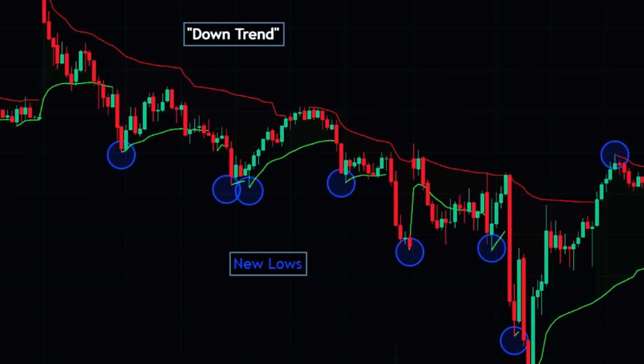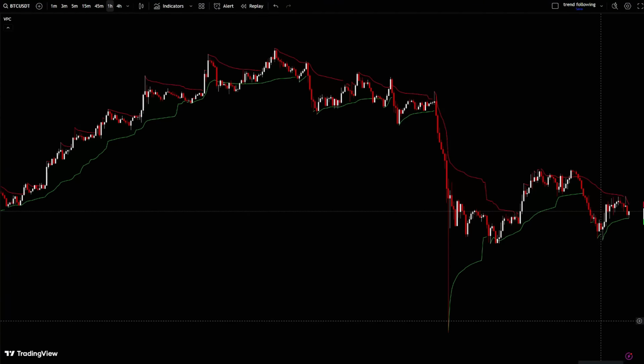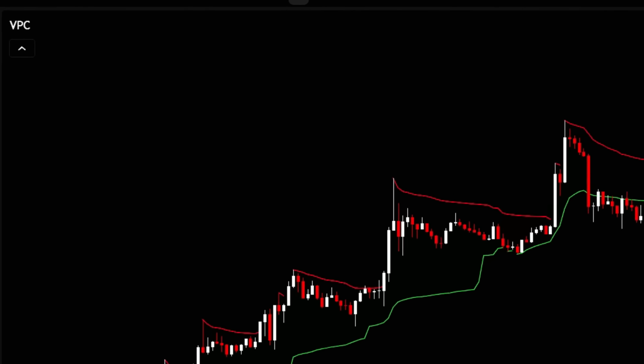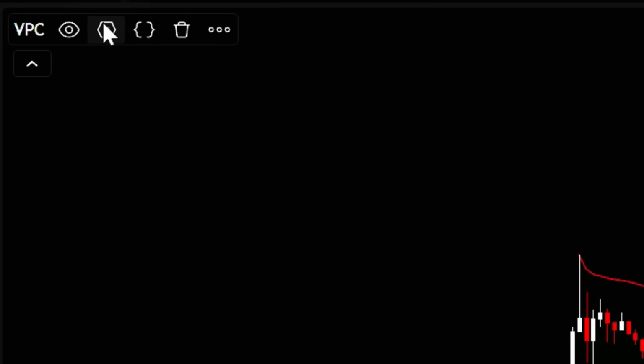Now, tweaking VWAP for accuracy. To make it really useful, we need a small adjustment. Open VWAP settings, go to the inputs and change the length to 27. This makes the band more responsive to breakout setups.